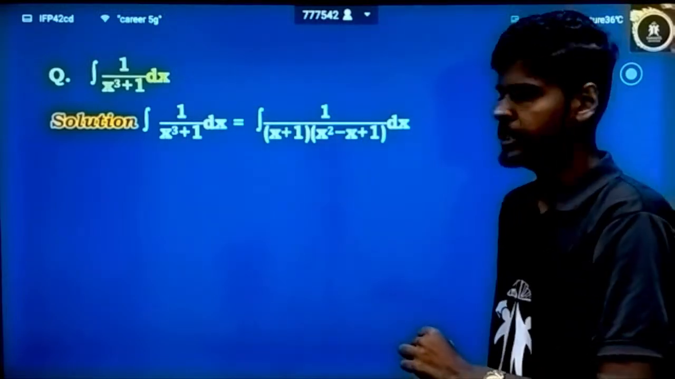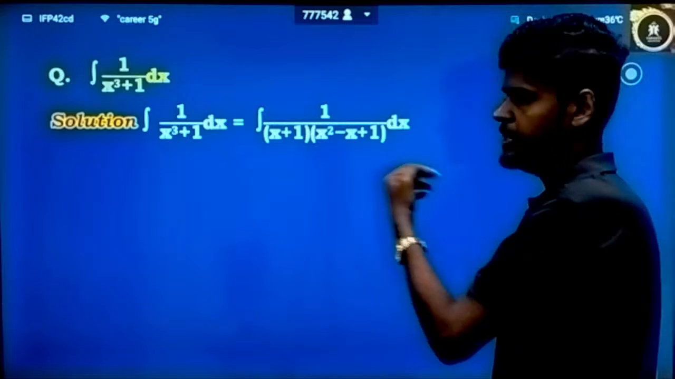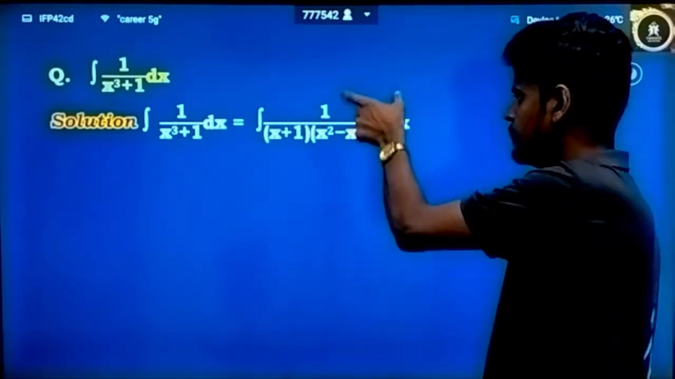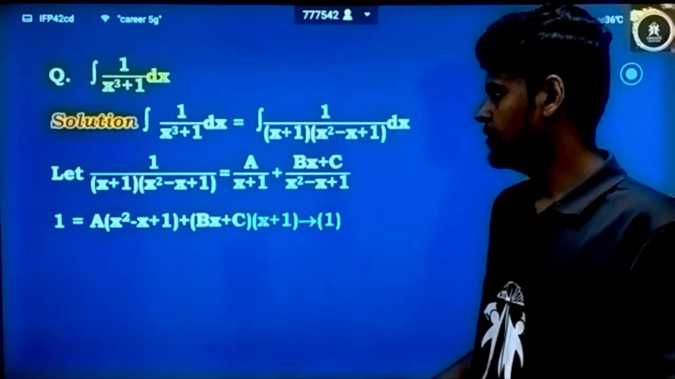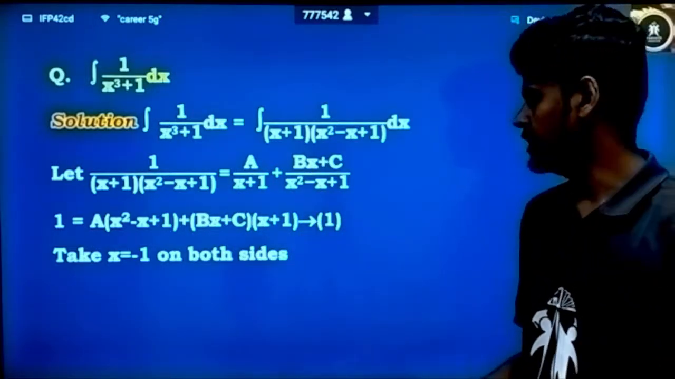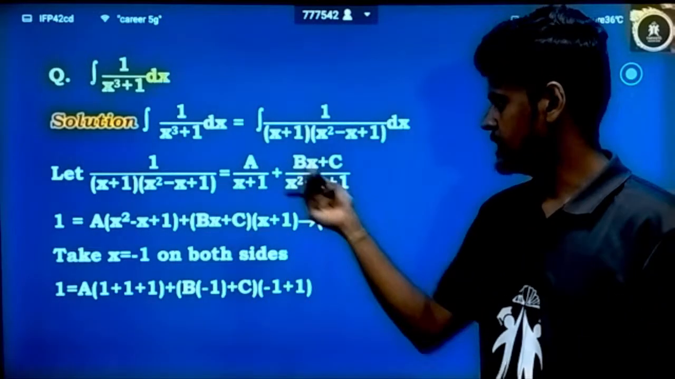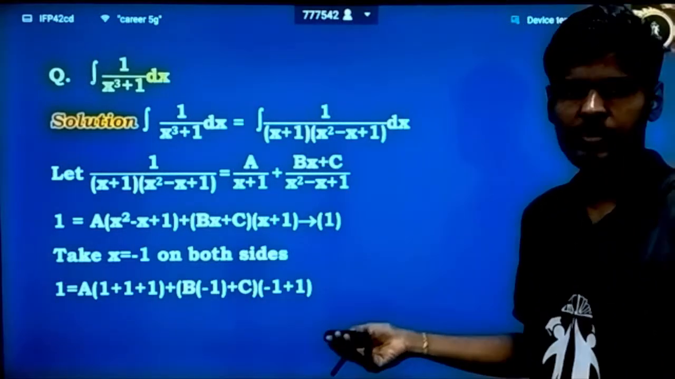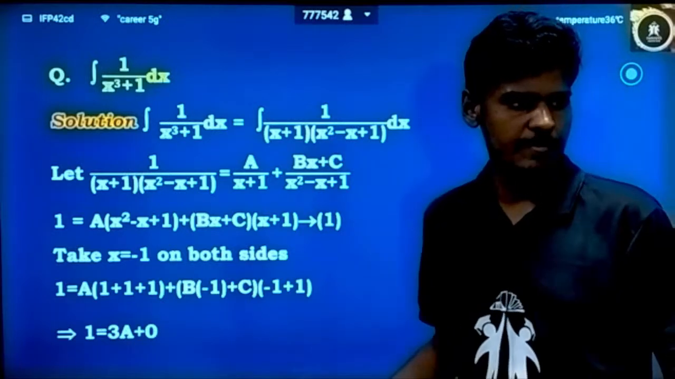So this is a partial fraction problem, where the degree of the numerator is 0 and the denominator is 3. So we can apply partial fractions and write this as a by (x plus 1) plus (bx plus c) by (x square minus x plus 1). Similar to the previous problem. Now again substitute some values for x and simplify. First take the LCM and write the numerator, then simplify by making some substitutions. Find the values of a, b and c.